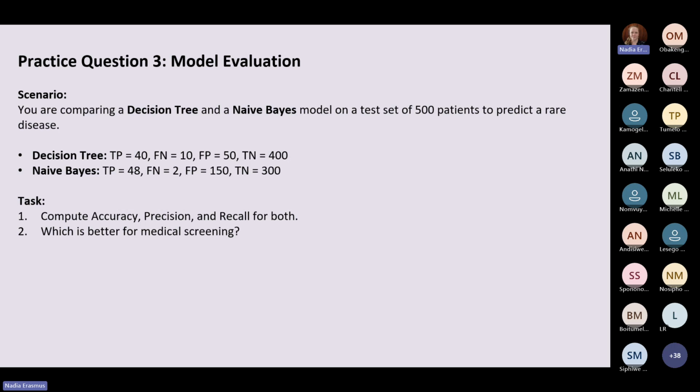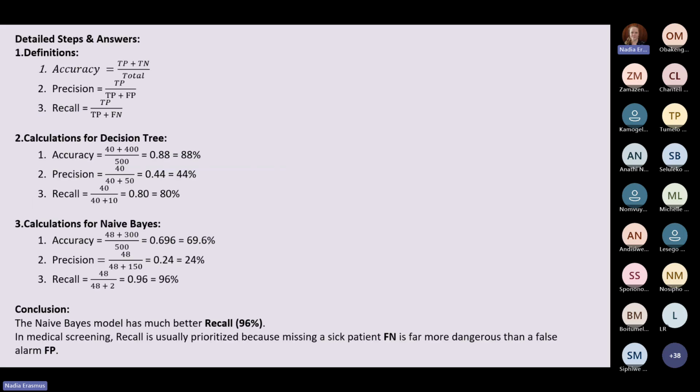So you are given the true positive, false negative, false positive, and true negative for each of the two models. You can go and rewrite it into a confusion matrix if you want to. Otherwise, you can just calculate the accuracy, precision, and recall for both. So let's go and calculate it. Here are your formulas as well. There we go. I've given it to you. So decision tree, the accuracy is 88%.